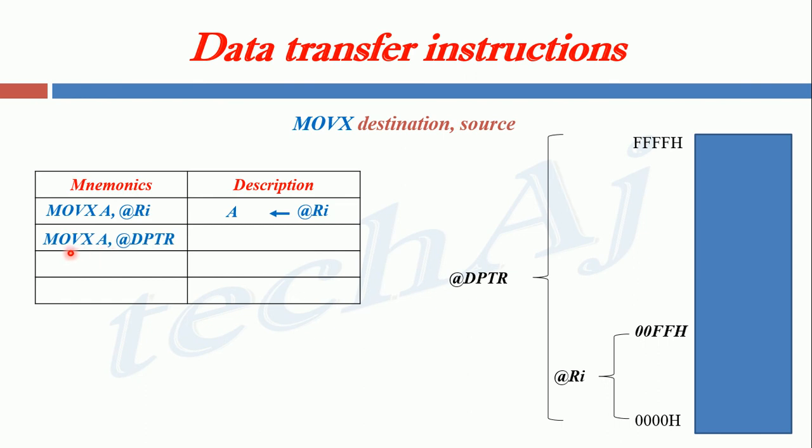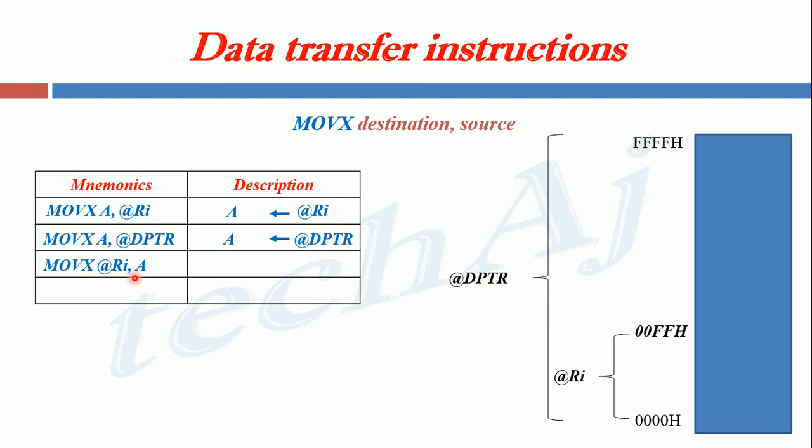Second instruction is MOVX A, @dptr. This instruction will read the data pointed by the dptr from the external memory and copy it into the accumulator. These two instructions are used for reading the data from the external memory. Similarly, we will have the instructions to write the data into the external memory.